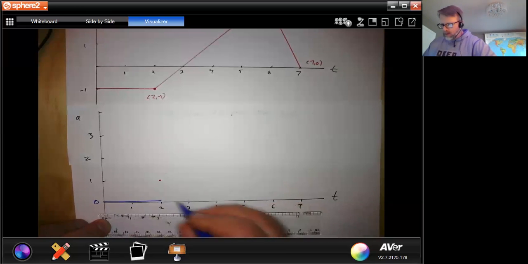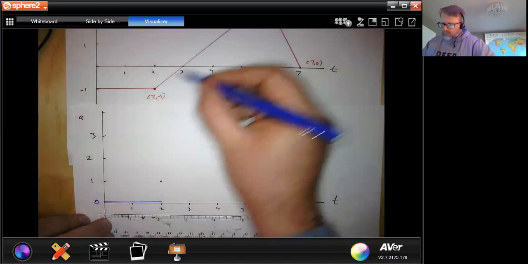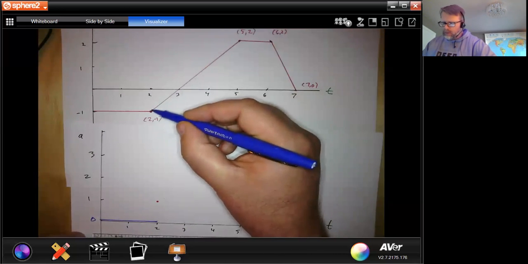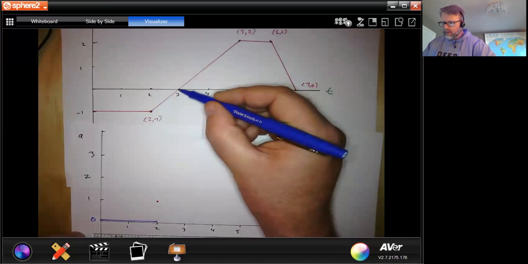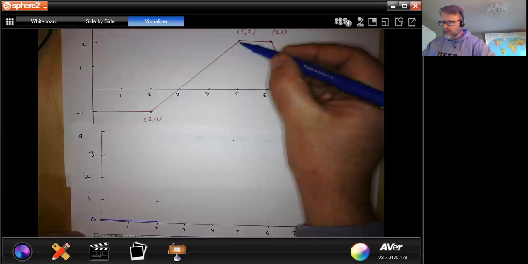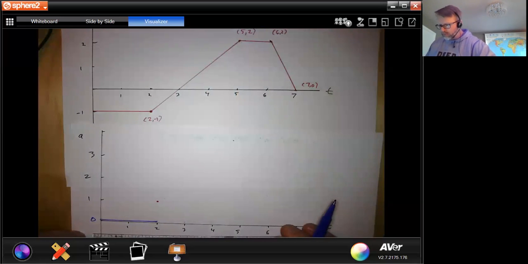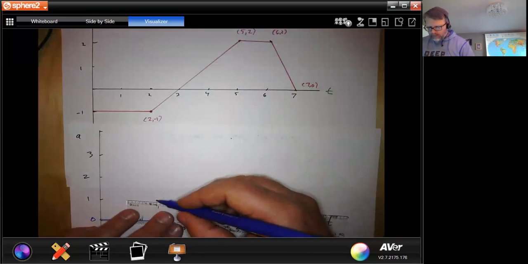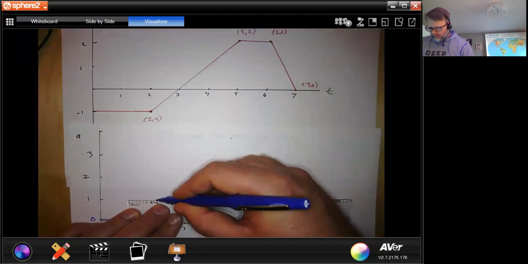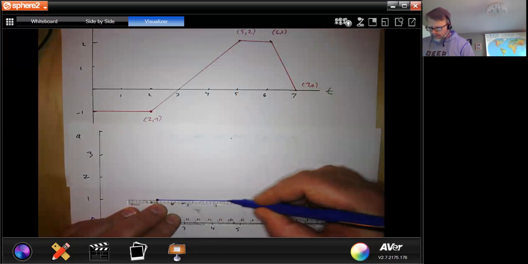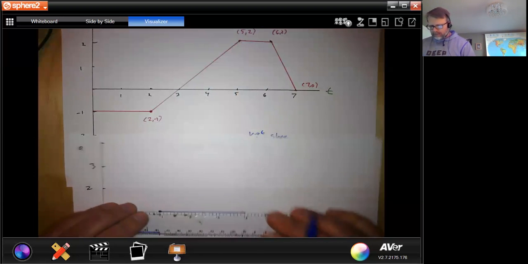All right. Now the slope increases. So we see that the slope goes up 1 and over 1, and it continues to go up 1 and over 1 all the way till it gets to 5 seconds. So we can start here, go up 1 and over 1 all the way to 5 seconds.